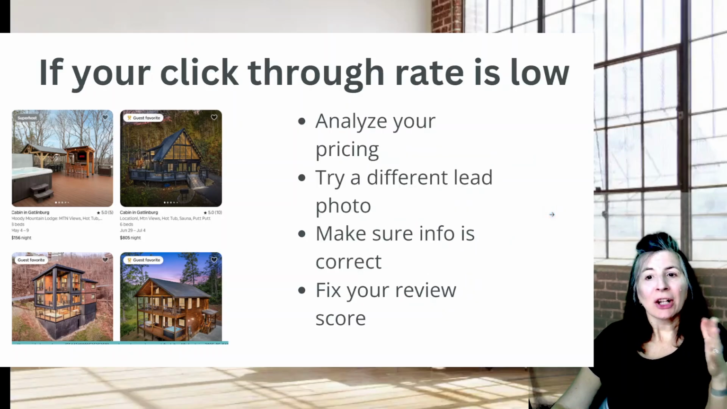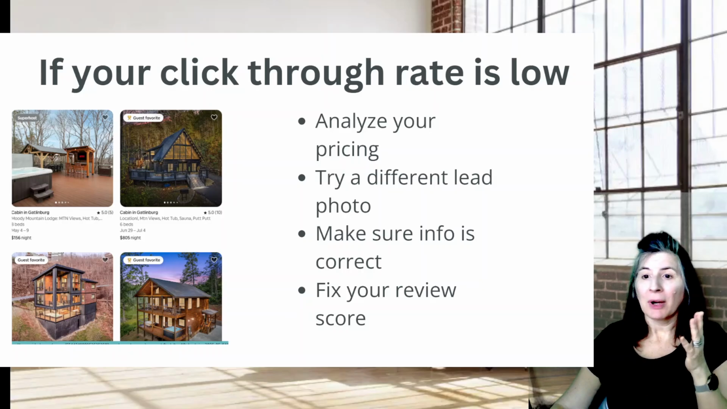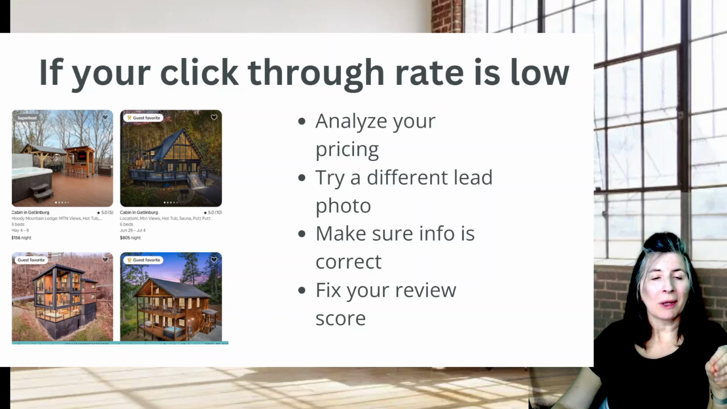But if it's not a strong rate, then the thing I would look at is your pricing. Are you actually priced competitively to your actual comps? Maybe try a different lead photo. Make sure the information on here is correct. Airbnb, I don't tend to see any issues with, but I've had one or two issues on Vrbo before, especially if somebody typed in an actual address. Sometimes it will give incorrect information. And if you have a lower review score, and I mean, you define that as less than a 4.7, that is absolutely hurting you. People are not going to book your property. So you got to fix that.